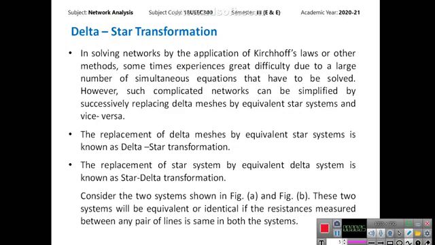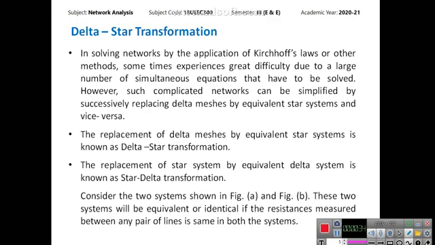Welcome to today's class. Today we are discussing the delta star transformation as well as the star delta transformation. So this delta star or star delta transformation is also one of the techniques you can make use of while solving the network.